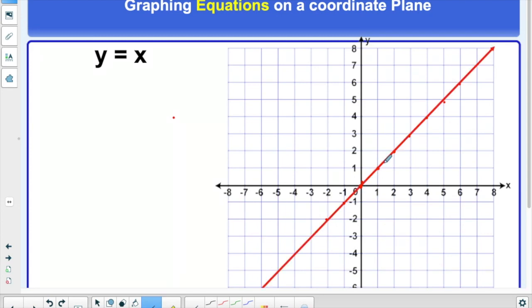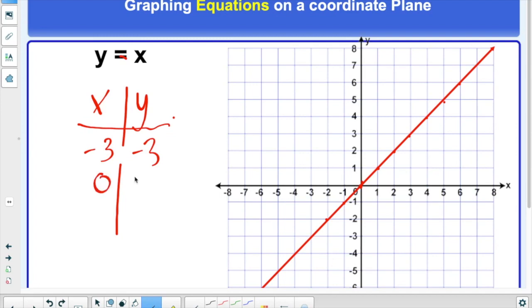Everywhere on that line, the y value is equal to the x value. So for instance, if we were to make a table of values, when x is -3, y is -3. And when x is 0, y is 0. And when x is 4, y is 4, because the y value is always equal to the x value.